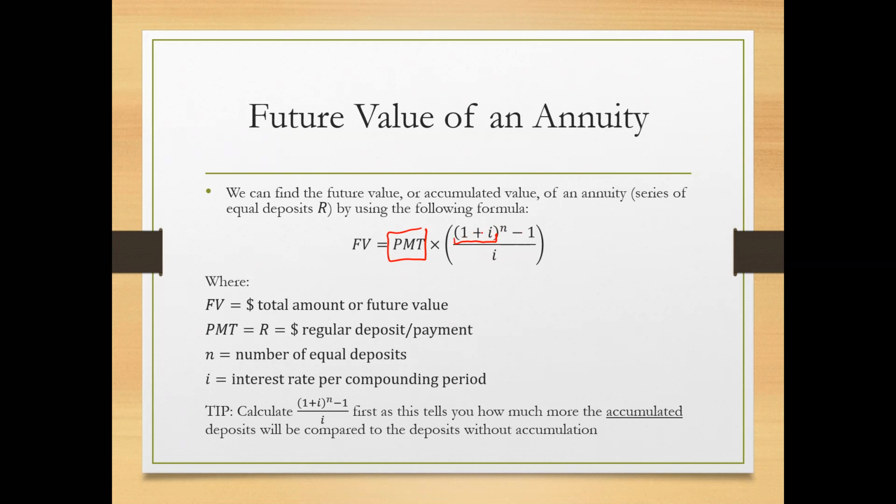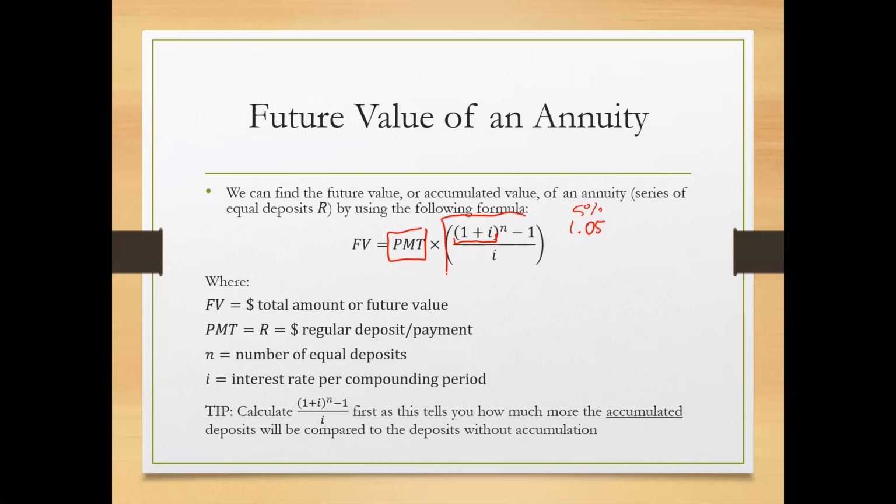1 plus i means you're adding on whatever the interest rate is. So if I am paying 5% interest, keep in mind that I would be multiplying by 1.05 every single time that I'm compounding the amount. So I write 1.05 and raise it to the power of the number of payments that I'm going to be making. Then I subtract 1 and divide by the interest rate.